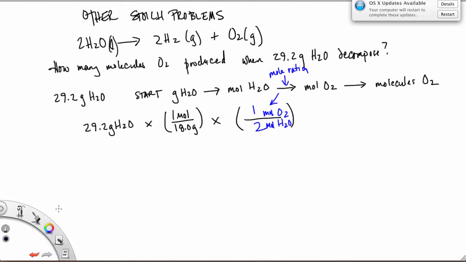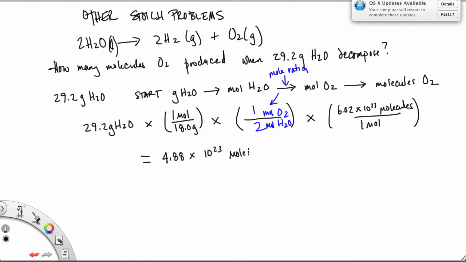Now I'm in moles of oxygen. Once I'm in moles of oxygen, I can find molecules of oxygen. And there are 6.02 times 10 to the 23rd molecules in 1 mole. So my problem is set up. I have 29.2 divided by 18 divided by 2 times 6.02 times 10 to the 23rd. And I get 4.88 times 10 to the 23rd molecules of oxygen.